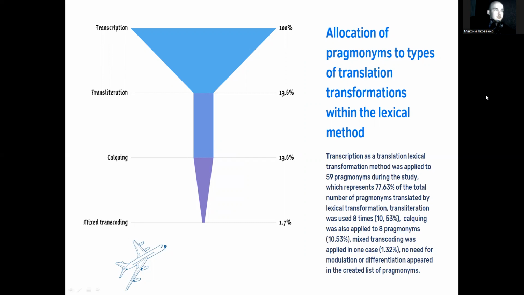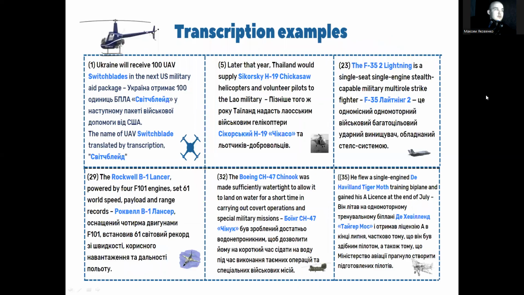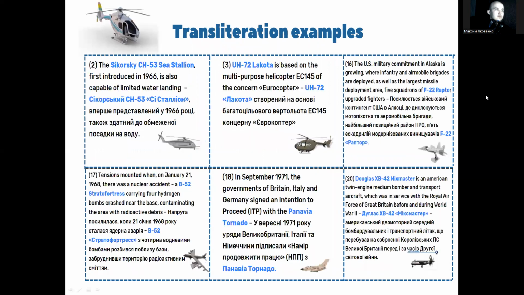Transcription as a lexical translation transformation method was applied to 59 pragmonyms during the study. For example, Ukraine will receive 100 UAV Switchblade in the next US military aid package. Переклад. Україна отримає 100 одиниць БПЛА Switchblade в наступному пакеті військової допомоги від США. The name of UAV Switchblade was translated by transcription.